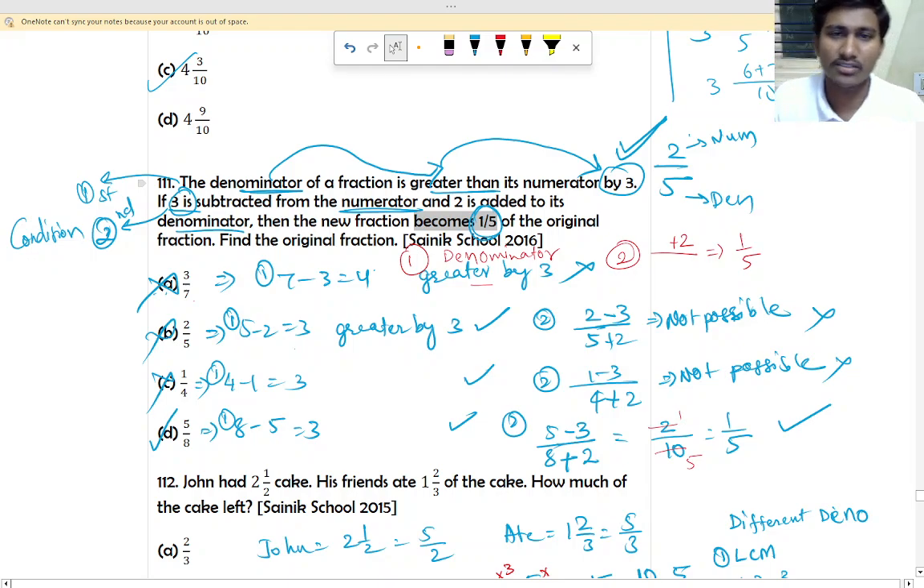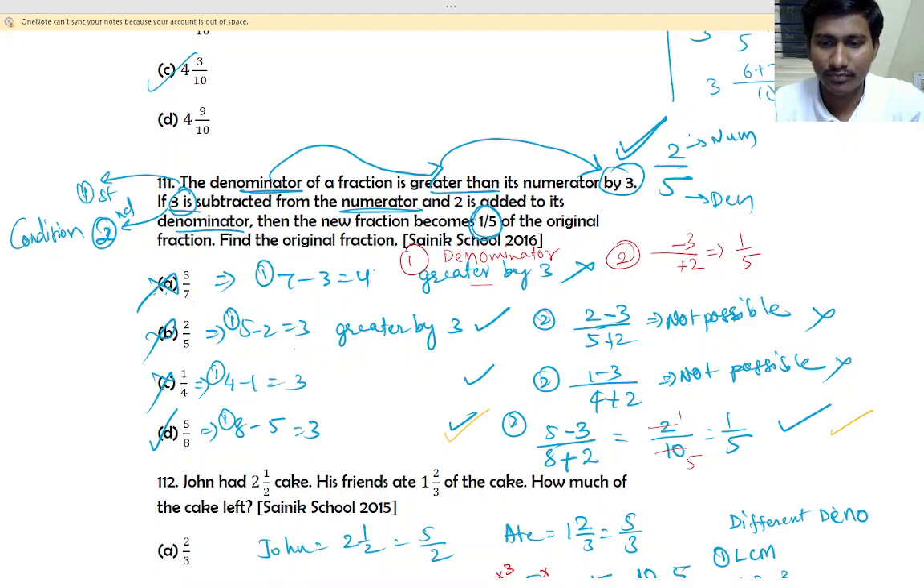You go with the options and check the condition. The first condition and the second condition. You have to subtract 3 from the numerator and add 2 to the denominator. So with the second condition, it will become 1 by 5. So the second condition applies here. It is only here that both are ticked. So that is why the answer is option D. Understand?